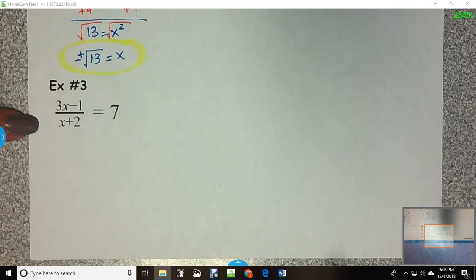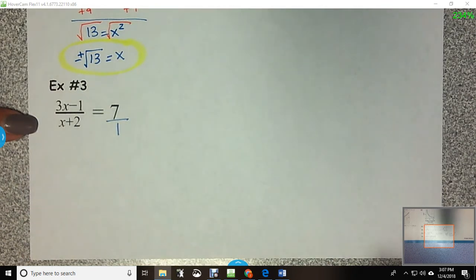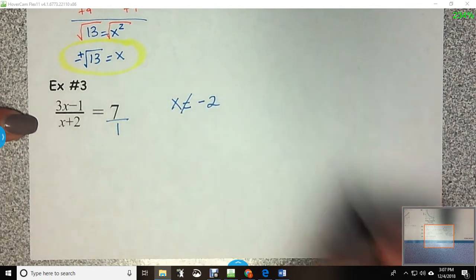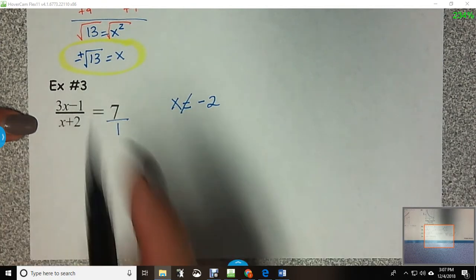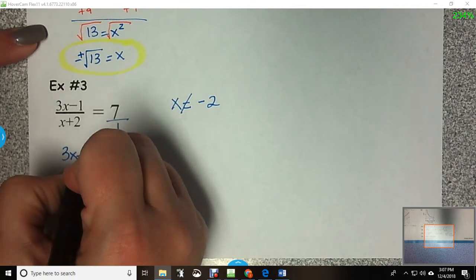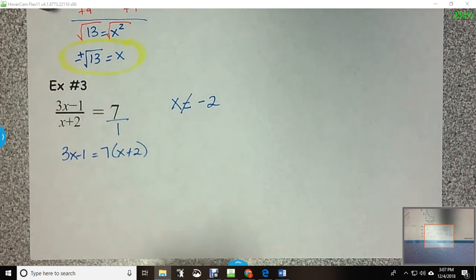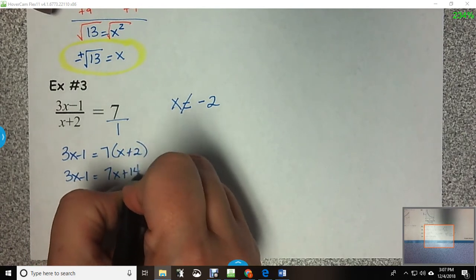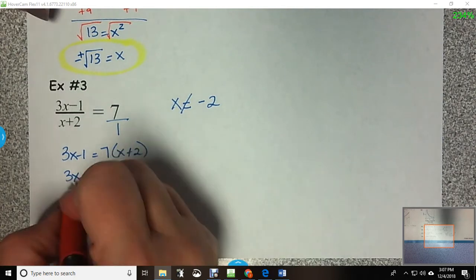All right. So for this problem, what's the first thing I should do? Put 7 over 1. So we made everything a fraction. Okay, what is my restricted value going to be? -2. Again, I have a proportion, so let's cross multiply. 1 times 3x minus 1. And then 7 times x plus 2. Let's distribute. Now what? Subtract 3x.